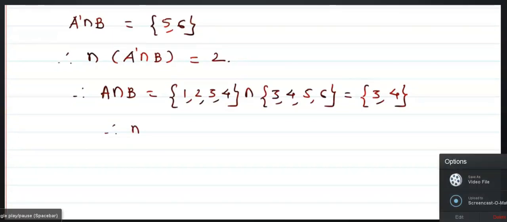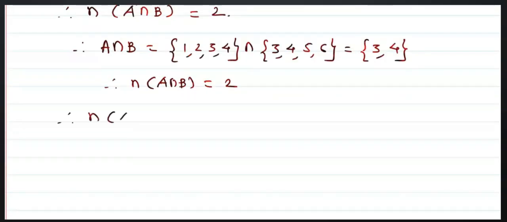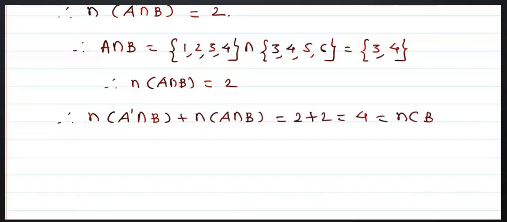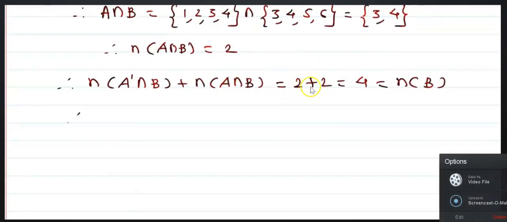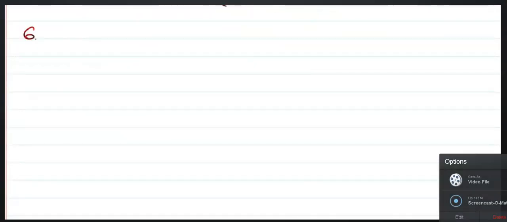Now next, N of A intersection B is equal to 2, as 2 elements are there. Therefore, N of A complement intersection B plus N of A intersection B is equal to 2 plus 2, which is equal to 4. And this is nothing but N of B. Therefore, N of B is equal to N of A complement intersection B plus N of A intersection B.